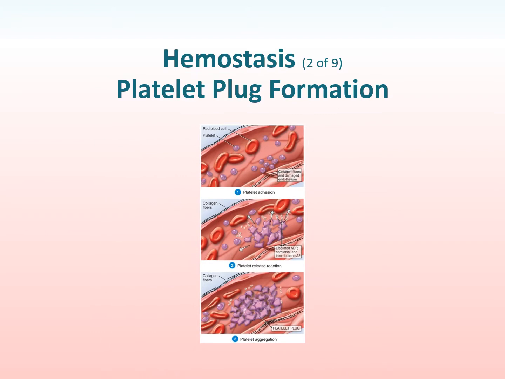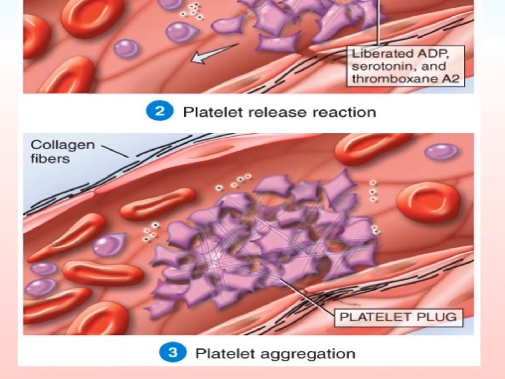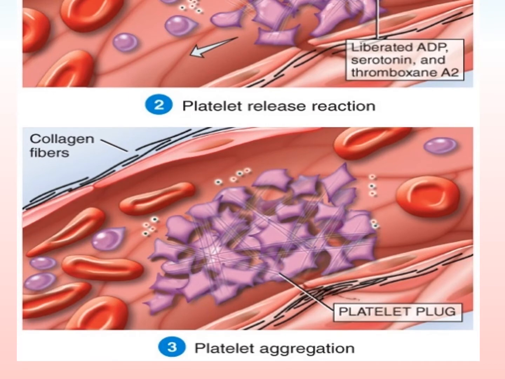So there's actually the second step called the platelet release reaction. Liberated ADP, serotonin, and thromboxane A2, as you can see being released there, cause something else to happen. And that something else is called platelet aggregation. They suddenly get sticky. They stick to each other, forming a platelet plug, which is not to be confused with fibrinogen turning into fibrin. That's coming up.